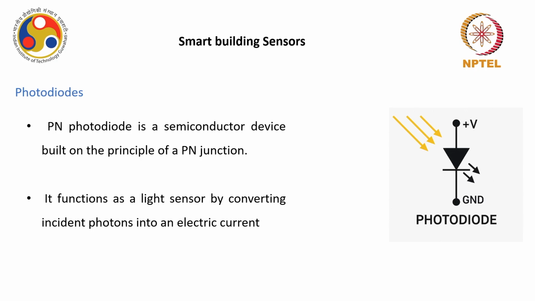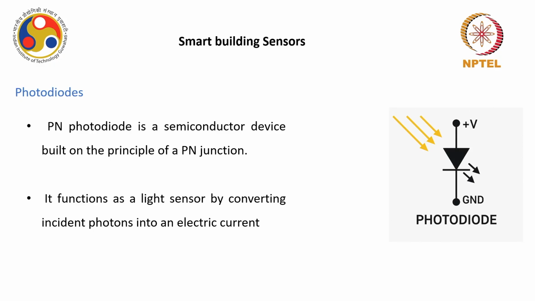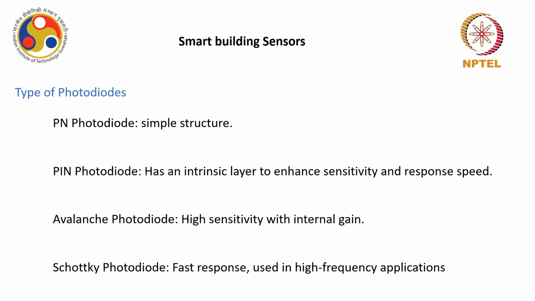If you are not aware about a PN junction, you can read some semiconductor physics book or semiconductor device book. In this course also, I think I have talked at certain point about these PN junctions. As the name suggests, these photodiodes are usually based on a PN junction. It functions as a light sensor by converting the incident photon on certain area of a PN junction into an electrical current.